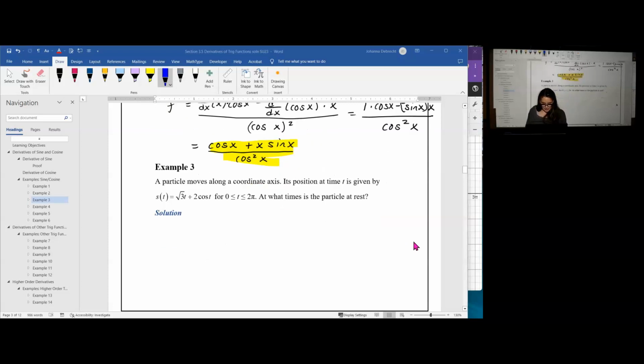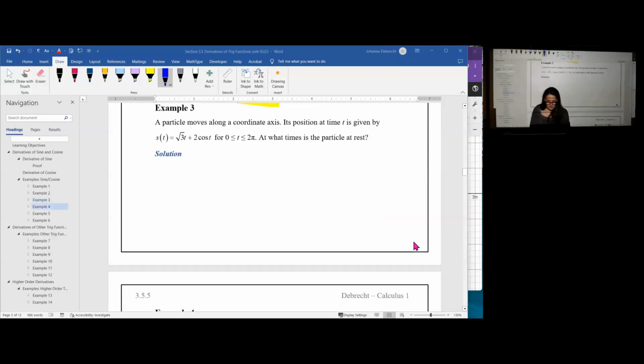Let's now take a look at example 3, and we'll work this one together. We have a particle moving along a coordinate axis. Its position at time t is given by the function s of t equals square root of 3 times t. The t is not under the radical, plus 2 times cosine t. And our time period is restricted to 0 to 2 pi to restrict our solutions. We want to know when the particle is at rest. In other words, it's not moving, which means the velocity is 0.